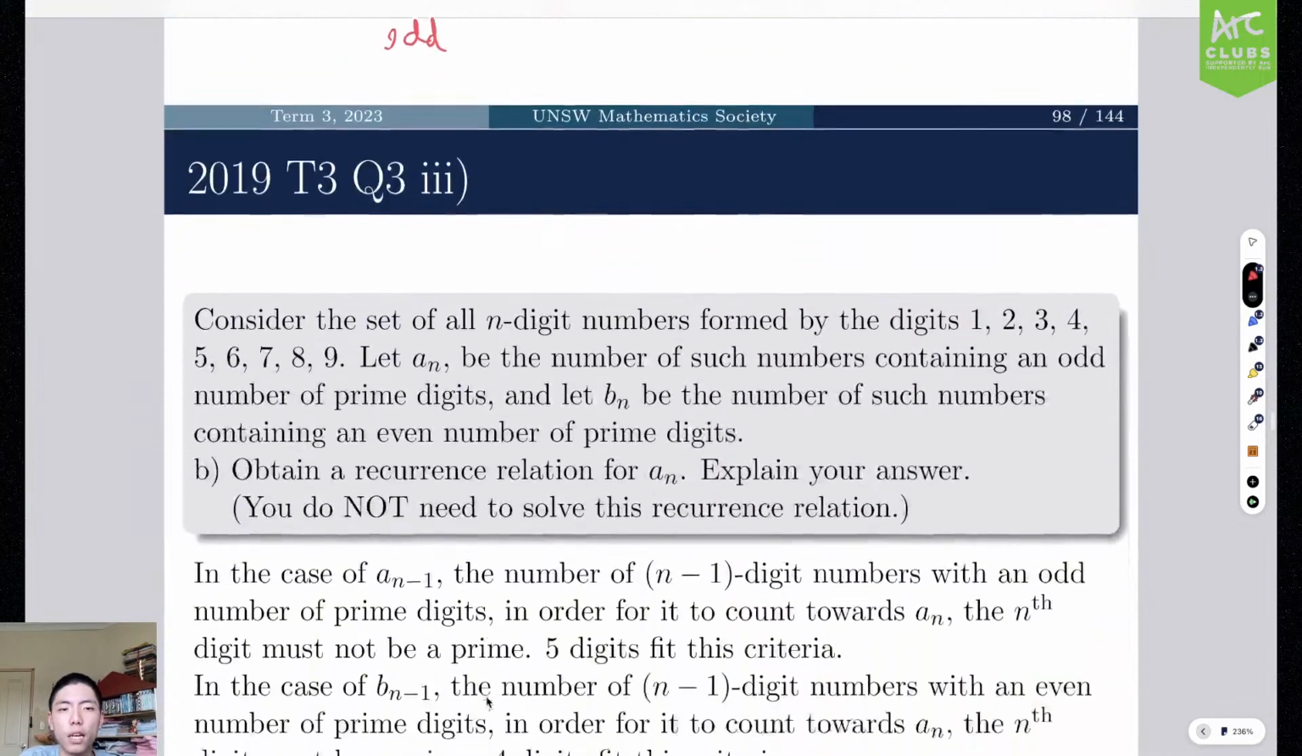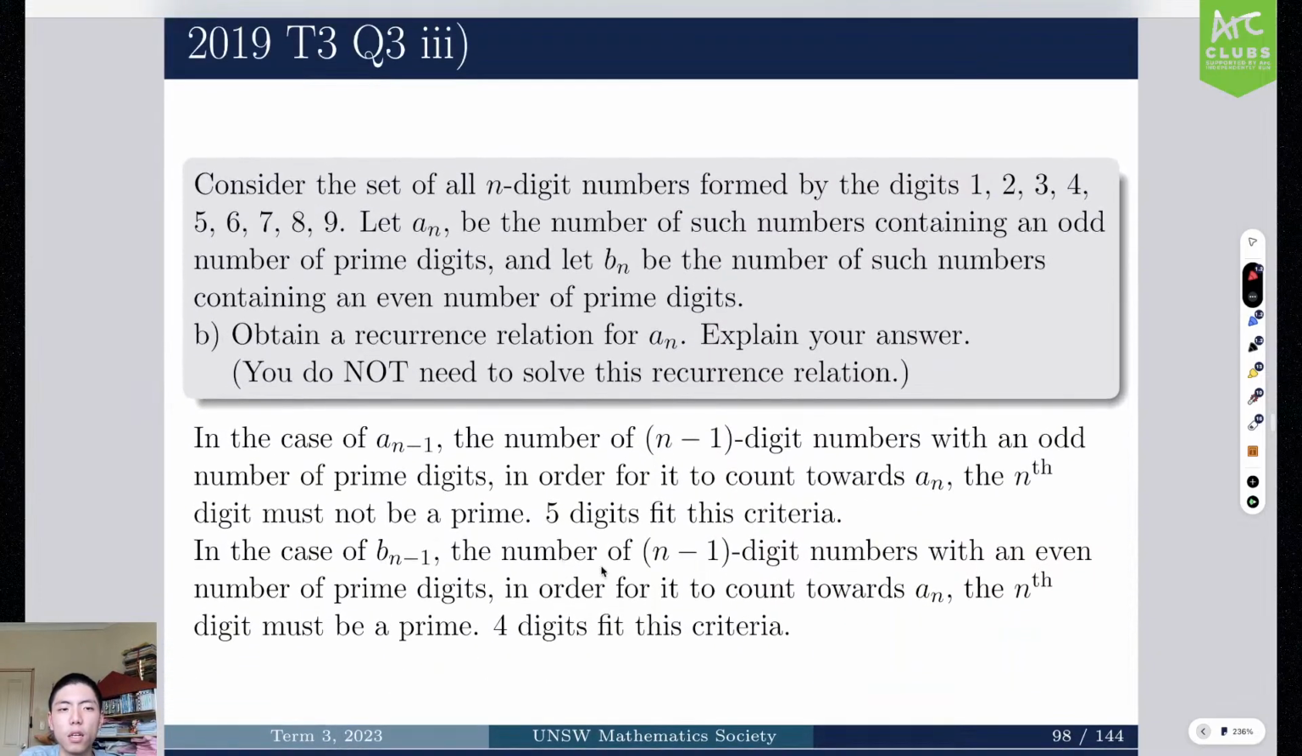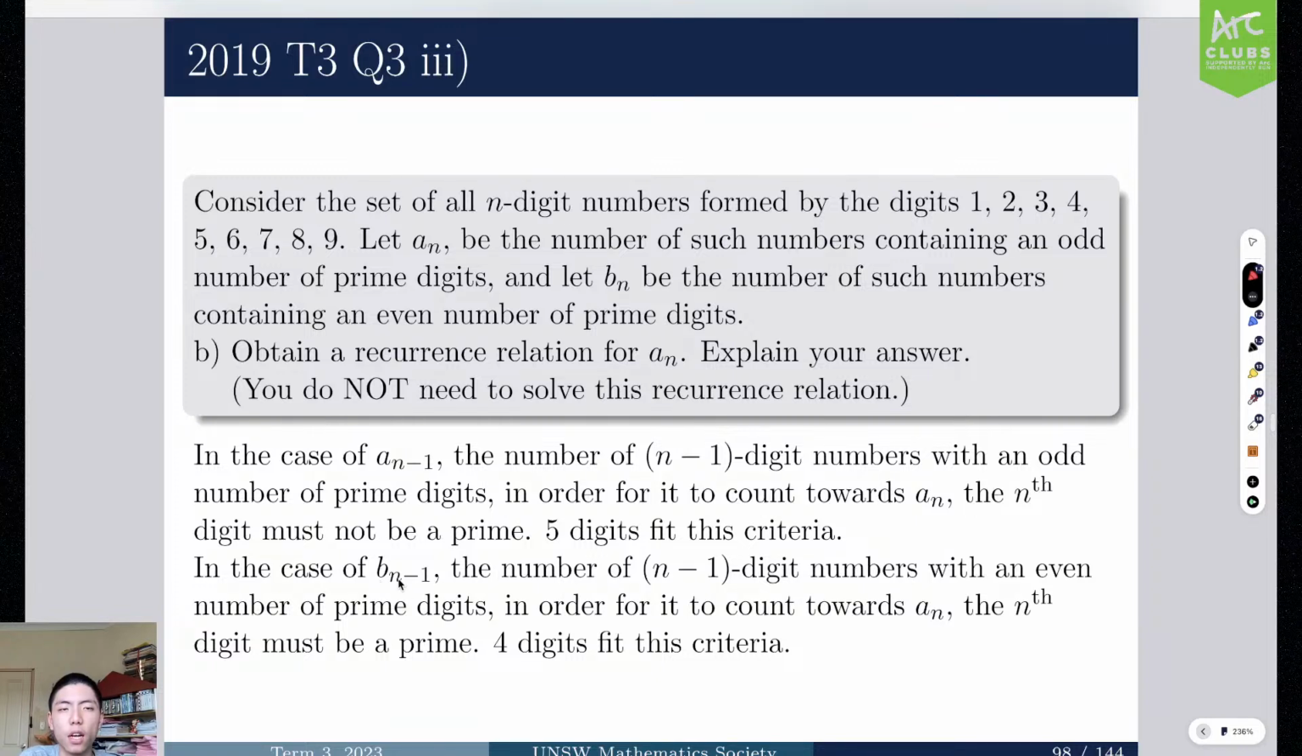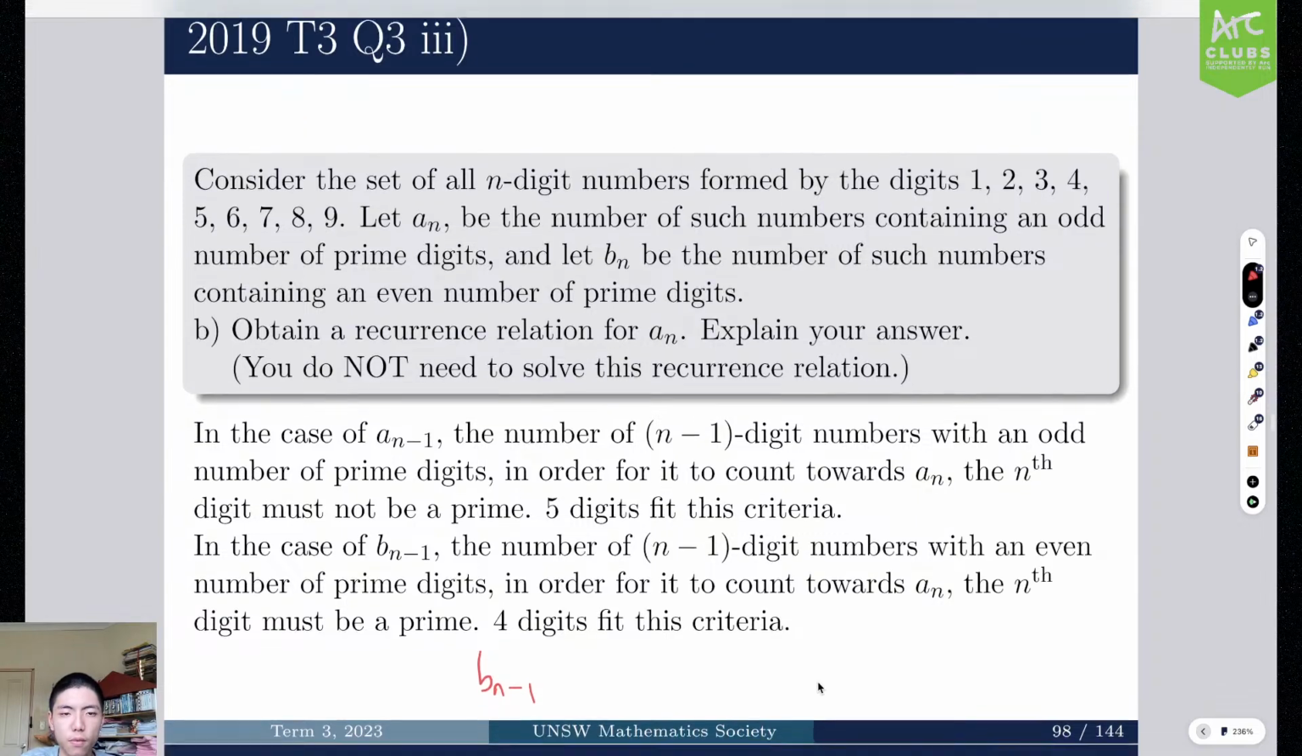If we look at the other case that has Bn, right? If we had Bn-1, then there would be an even number of prime digits in the number, right? So if we want to add it on to the next case, then we need to have the next digit being a prime digit. So we just multiply by the number that allows us to work out the next amount.